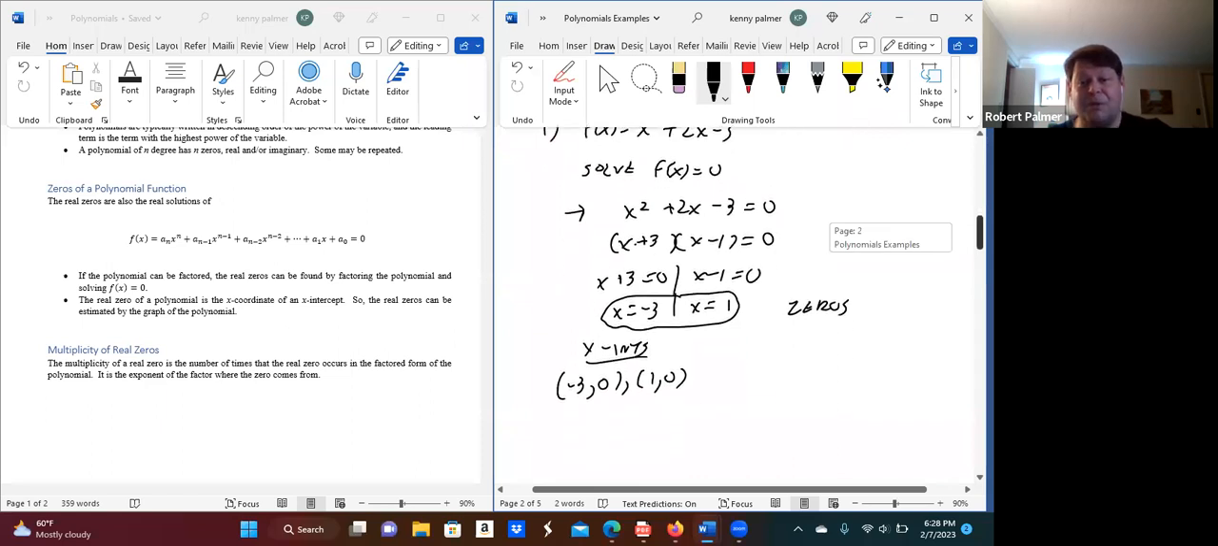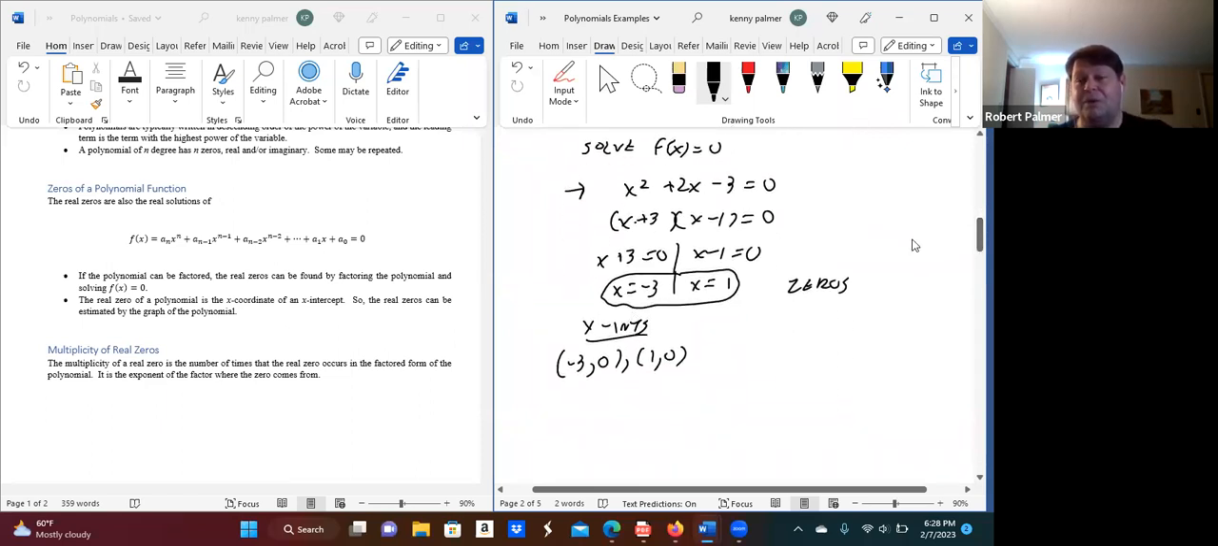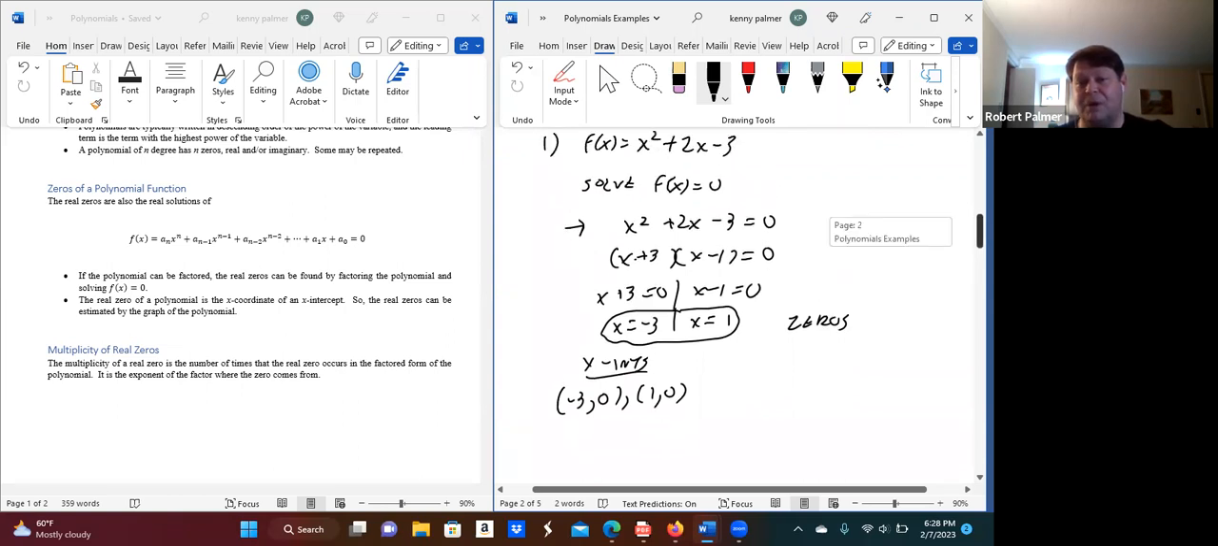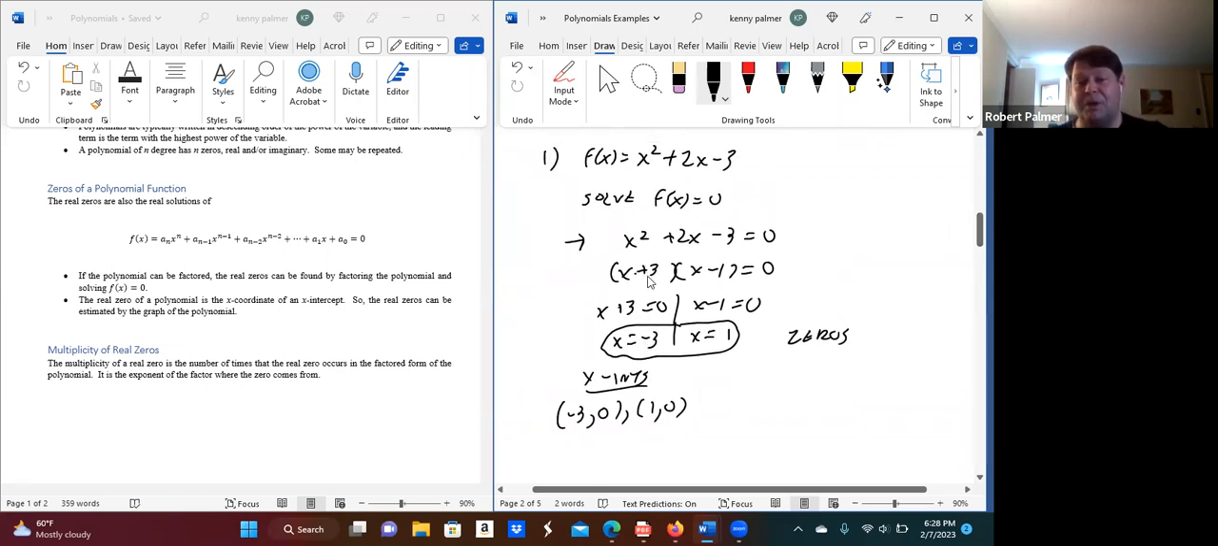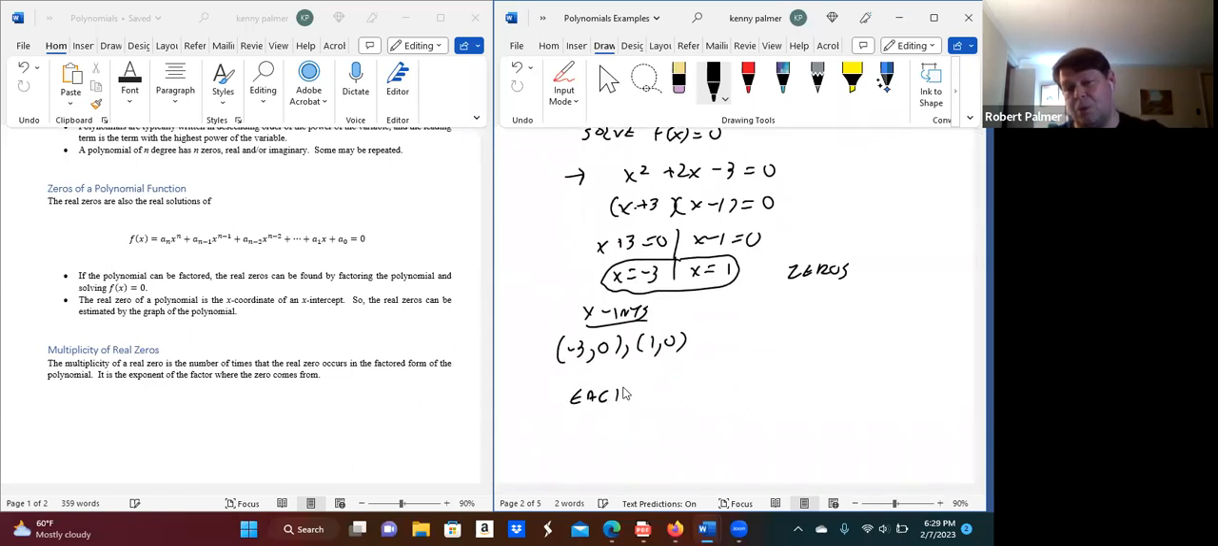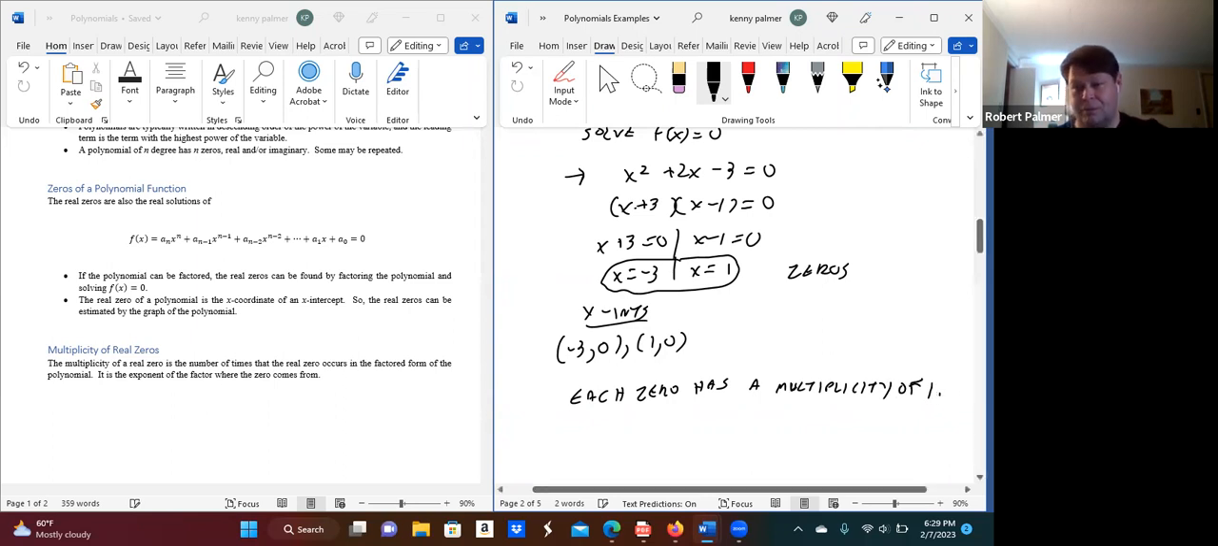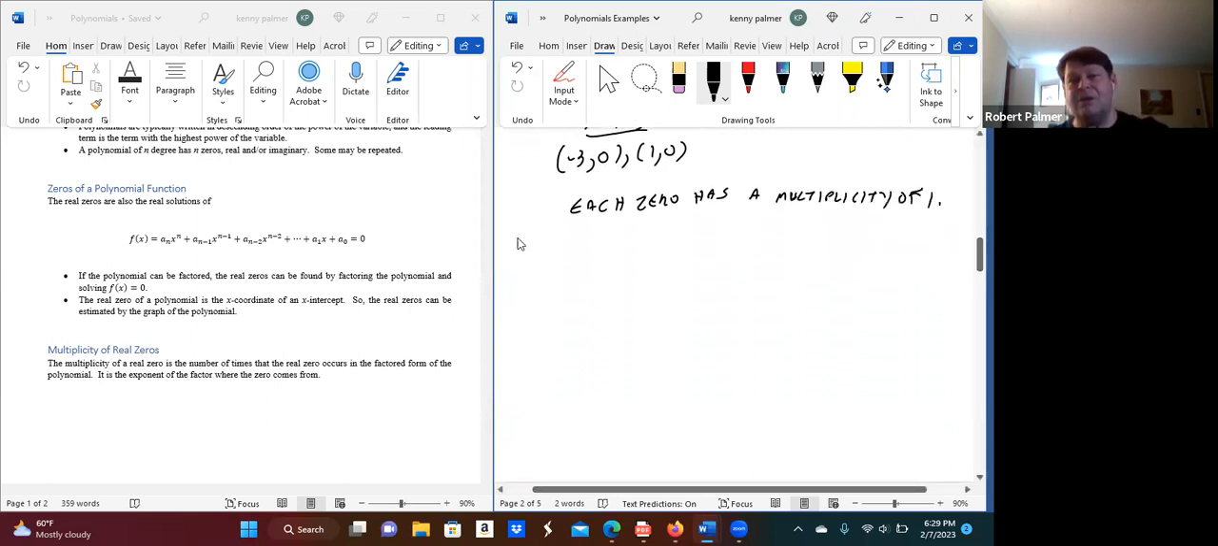So let's take a look at this one. Look at each zero and look at each factor where it comes from. This zero here, -3, comes from x plus 3, and that factor has a power of 1, only occurs once. This x equals 1 comes from our factor x minus 1, and it only has the power of 1. So each zero has a multiplicity of 1.